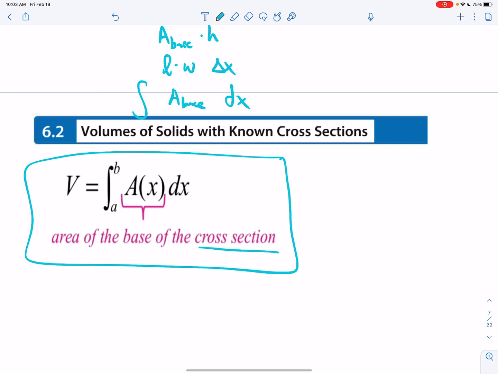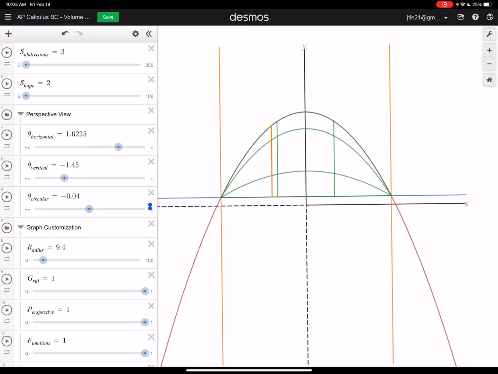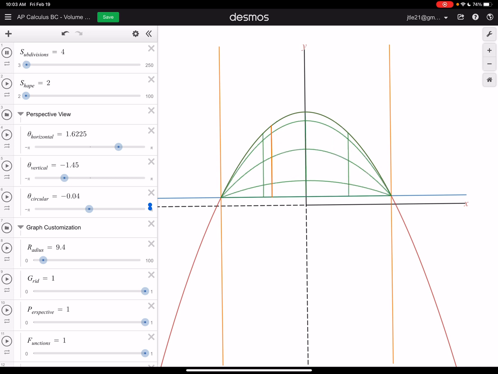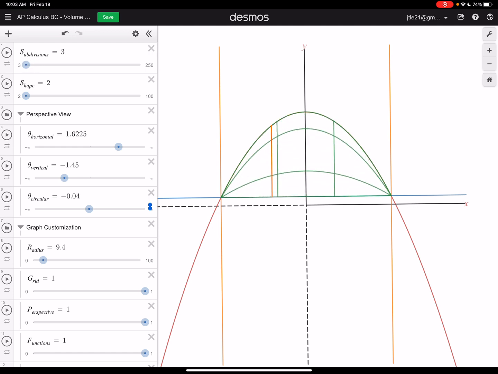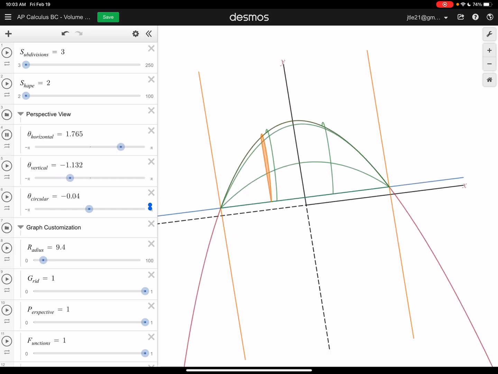Now, the cross section will change in shape. So I'm going to show you that in this illustration here, okay? So I know there's a lot going on, but basically you have a parabola here, a horizontal line, and what we're going to do is put a bunch of semicircles as the cross section, okay? So right now here, if I were to increase the number of semicircles, you get the shape here, but notice how that doesn't really show you what it looks like, right?